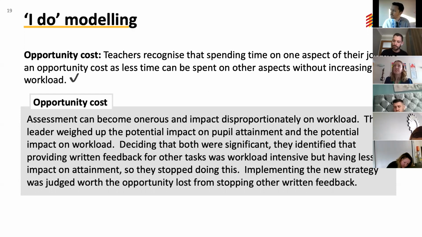Implementing the new strategy was judged worth the opportunity lost from stopping the other written feedback. So by collaborating as a team, the head of science was able to increase the efficiency of this strategy. And I think this is particularly important, to do that balancing act of where are we getting the gains? Is it coming from the feedback? If it is, will you spend the time on the feedback? If it's not, then what other way can you allow pupils to progress?